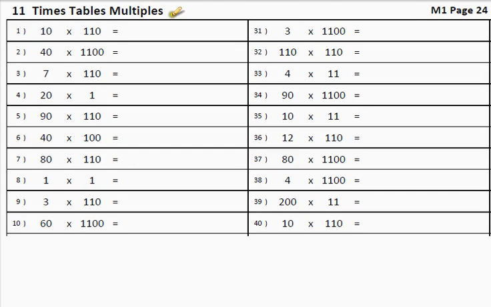There's my 11 times table multiples. Okay, there we can say 1 times 11 is 11 with 2 zeros. Let's look at this one. Can you remember what's 11 times 11? It's a 1 and a 1, and 1 plus 1 is 2, and we add 2 zeros.